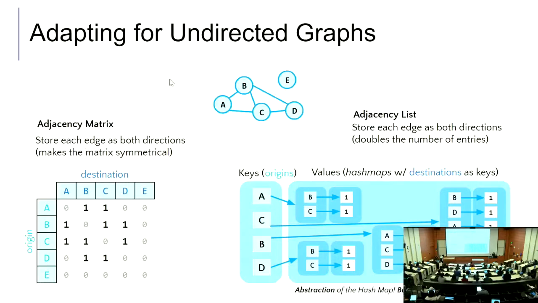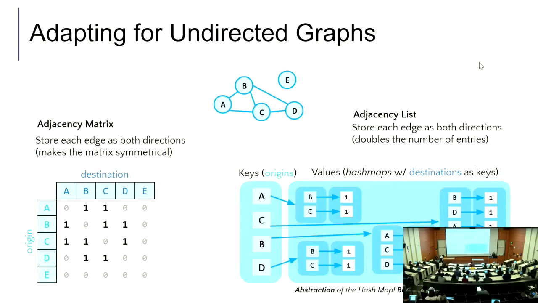The adjacency matrix is super good if you're not going to change the number of vertices a bunch. You're just going to change your edges a ton. Or if you have a very dense graph, meaning you have a lot more edges than you have vertices, because it's constant time to find an edge, add an edge, remove an edge. It's really optimized for edge manipulation.